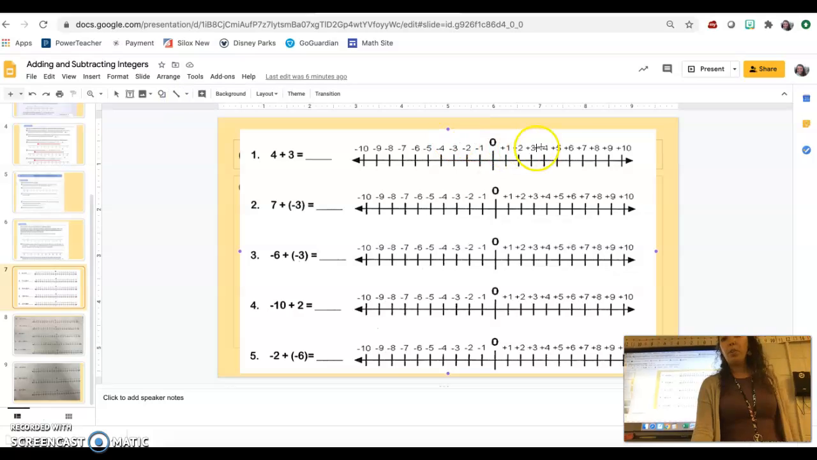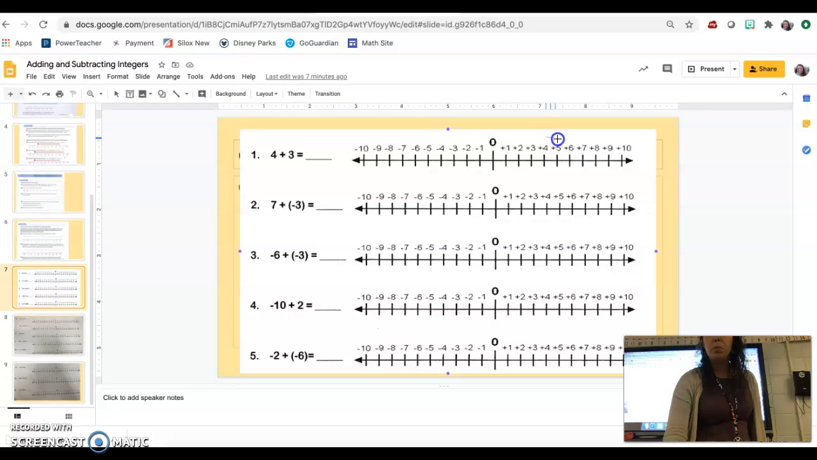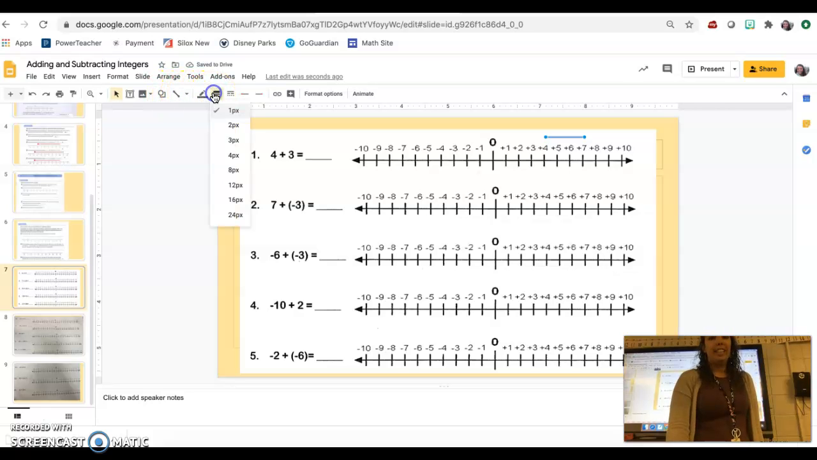So we start at 4, and we're adding 3. When you add 3, you go to the right, correct? So we start at 4, we go up 1, 2, 3. Guess what? You're not lying. It's positive 7.